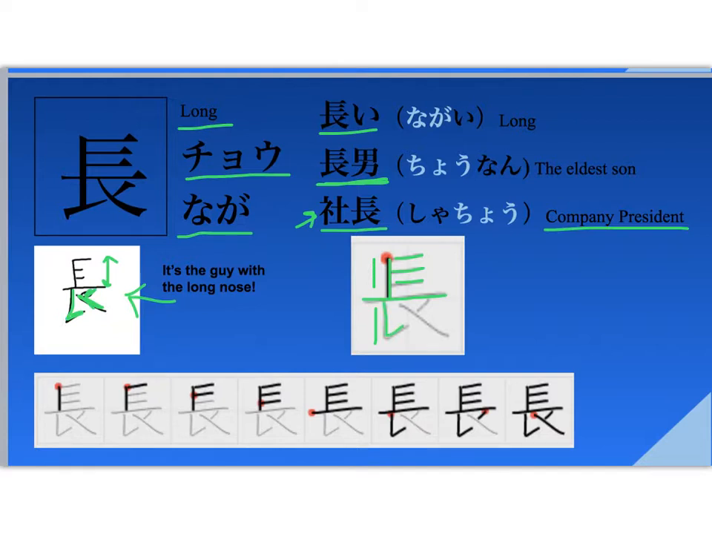Roku, shichi, hachi. So we've seen that last set of stroke orders with taberu, where it goes ichi, ni, and then san, right? So you've already seen that before.